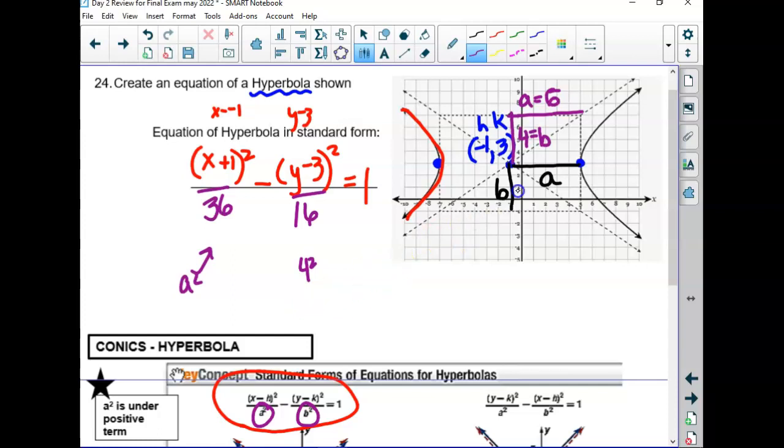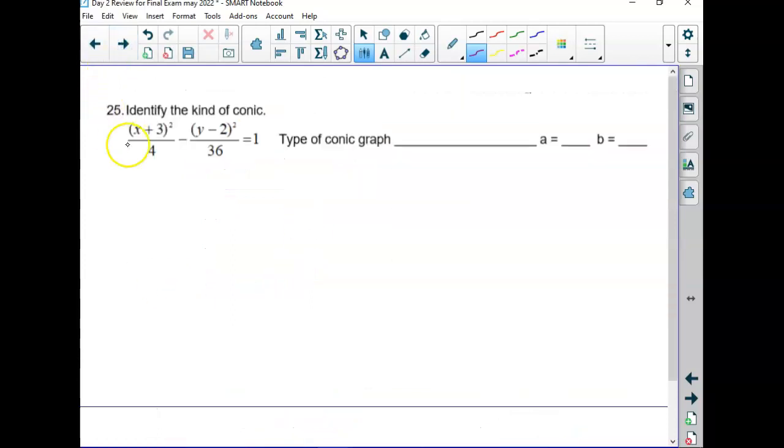Honestly, I don't use the formulas. If you can find H and K and then figure out which way it's opening, then like I said, if you're going in the X direction, that goes underneath the X number. How far did you go from the center? If you go in the Y direction, that's the number that goes under the Y's. We good? So what is this?